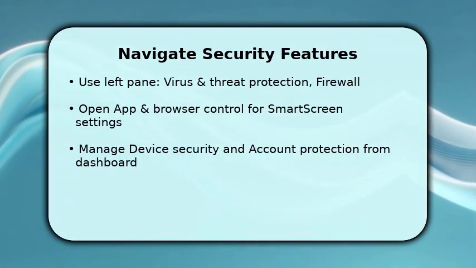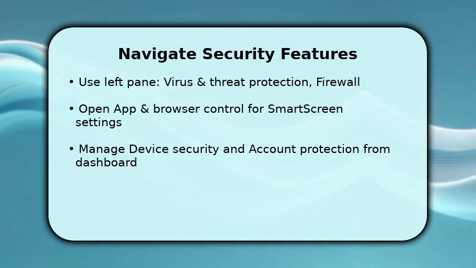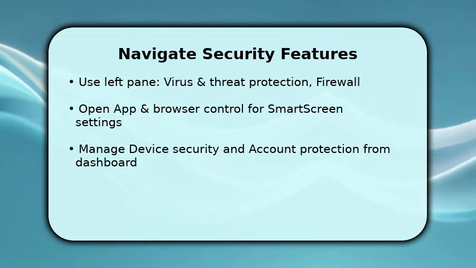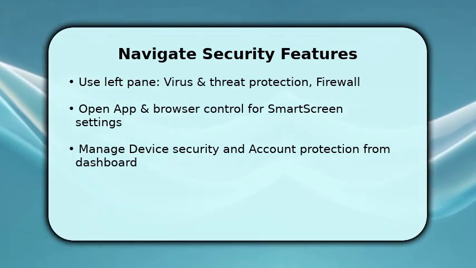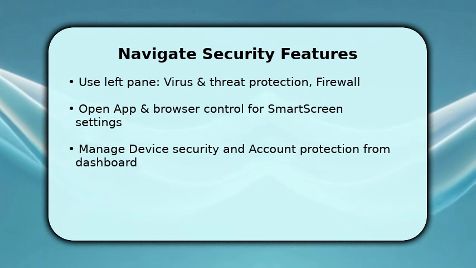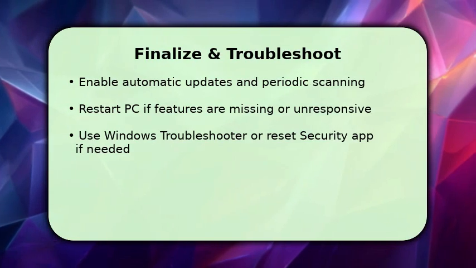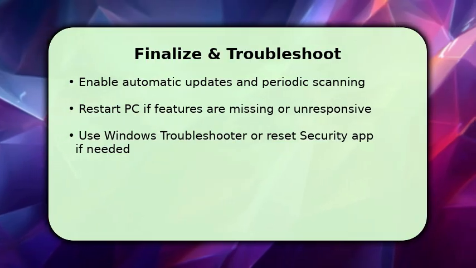Next, open App and Browser Control to adjust SmartScreen, which blocks unsafe apps and sites. Make sure to check device security for core isolation settings and account protection to enable Windows Hello. These steps to finish, enable automatic sample submission and real-time protection so Windows Security actively defends you. Run a final quick scan to confirm no immediate threats.